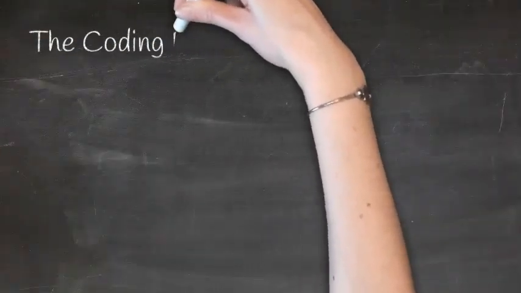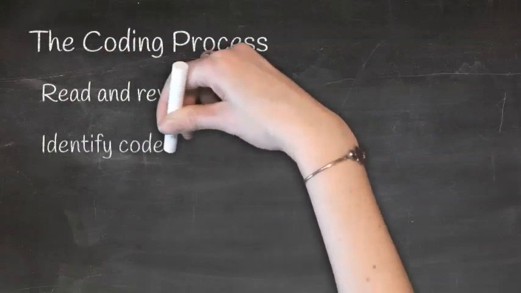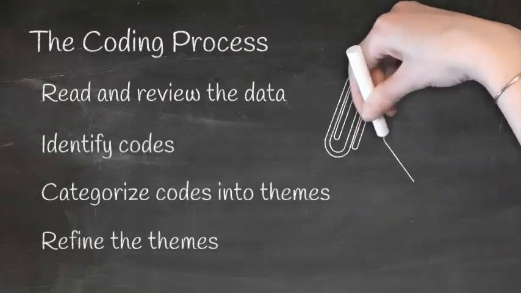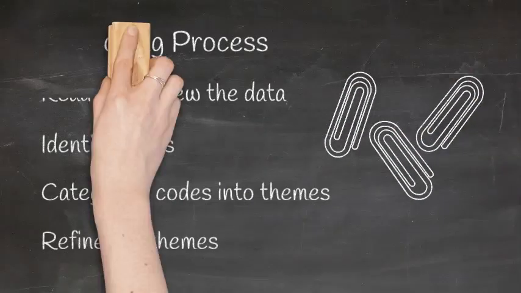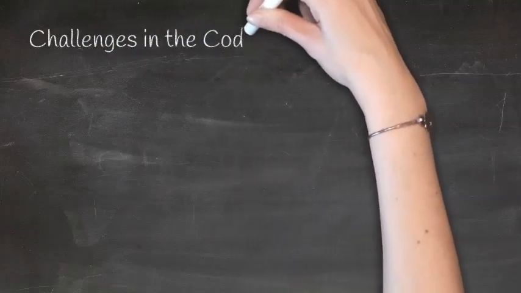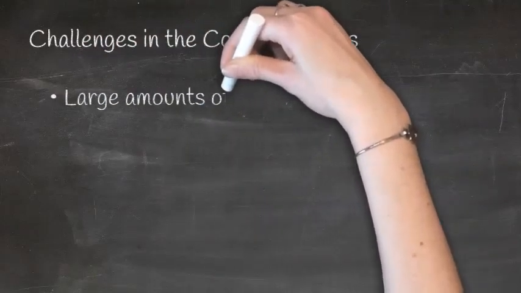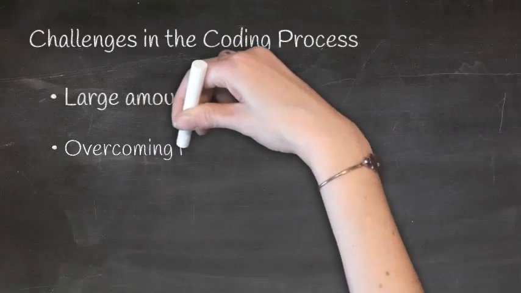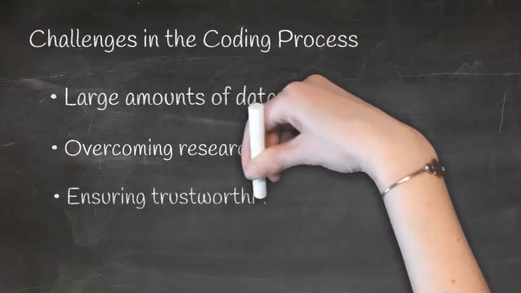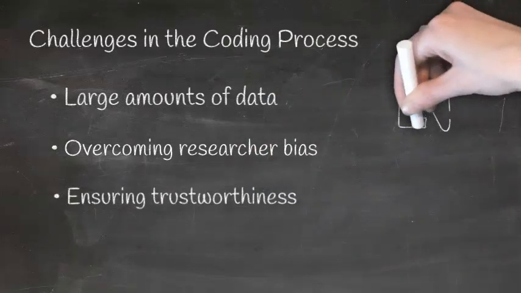The coding process is a critical part of qualitative analysis. It involves several steps, including reading and reviewing the data, identifying codes, categorizing codes into themes, and refining themes. The coding process is important in qualitative data analysis, but presents several challenges. Understanding the challenges in the coding process and how to address them can help you analyze this type of data effectively. Some of the most common challenges researchers face in coding include working with large amounts of data, overcoming researcher bias, and ensuring trustworthiness.